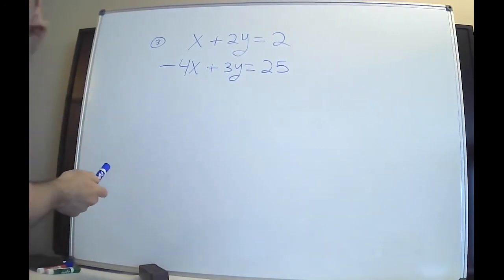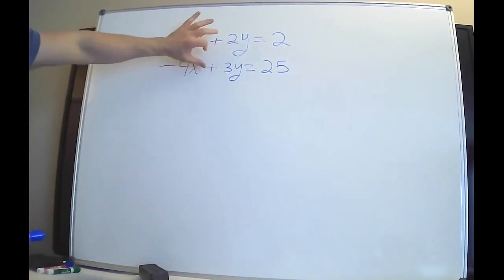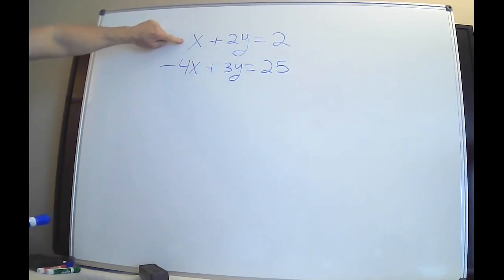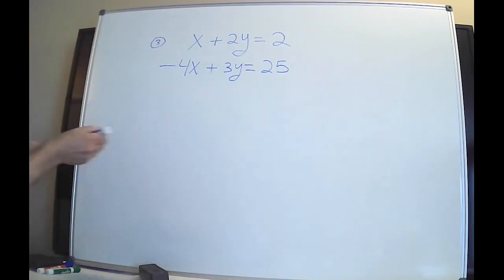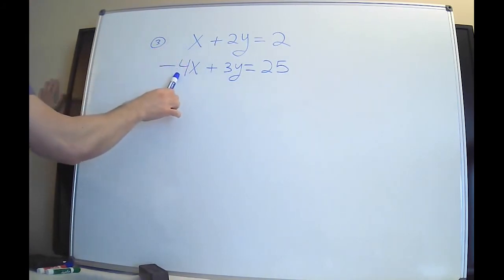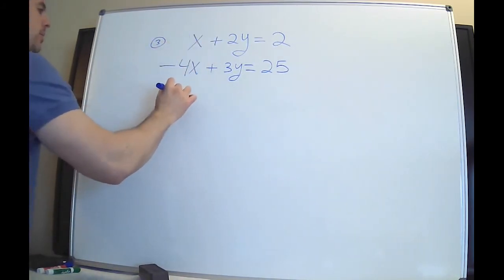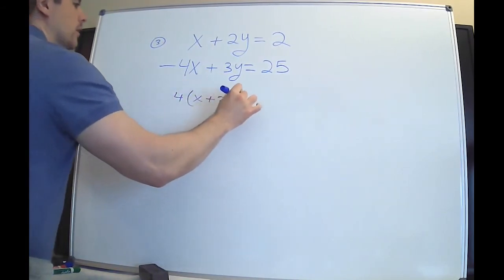Okay, problem 3. Once again, we look at the numbers. 2 and 3, these are not multiples. I have a 1 in front. As soon as you see one of the letters with a 1 in front, you go for that letter. So here I'm going to eliminate x. What I would love is to have a 4 here, so I could cross it out with the -4.